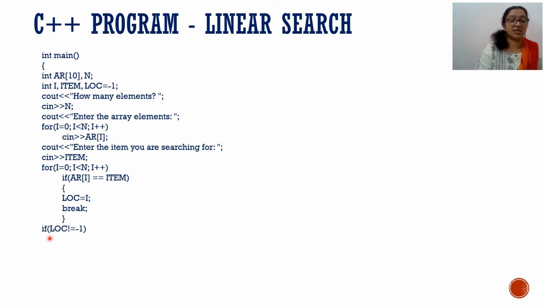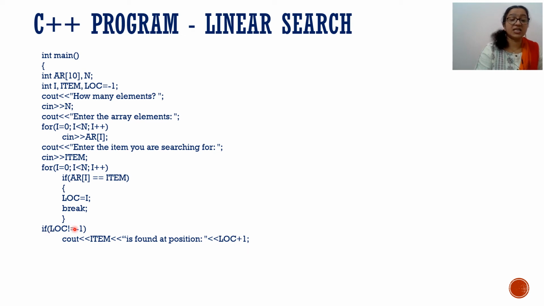Now we can check if location is not equal to minus 1. Not equal to, see the operator. Minus 1 means some value, some index number, we got in the location. So at that time we can print: the input value is found at the position location plus 1. So location is i now, the index number, so the position is plus 1. So we can print location plus 1.